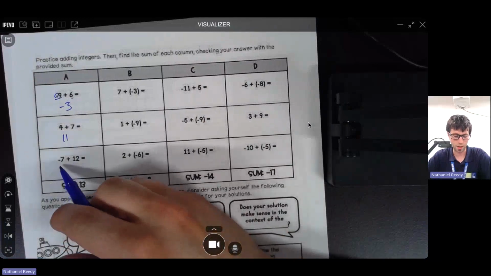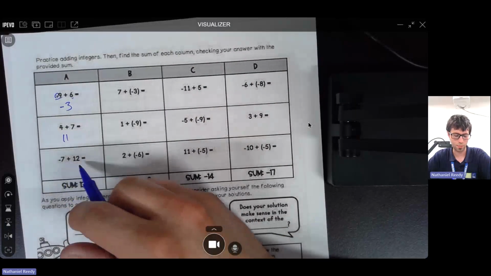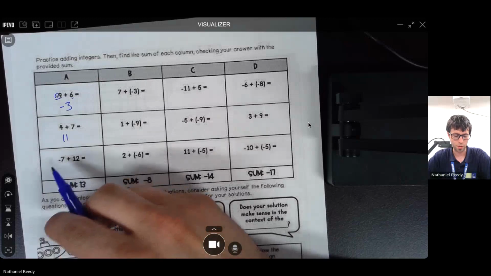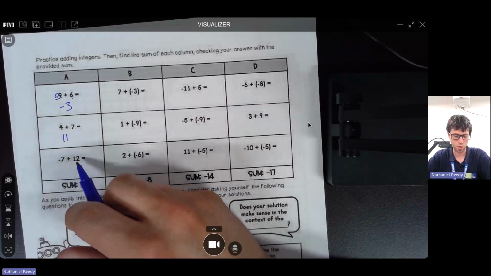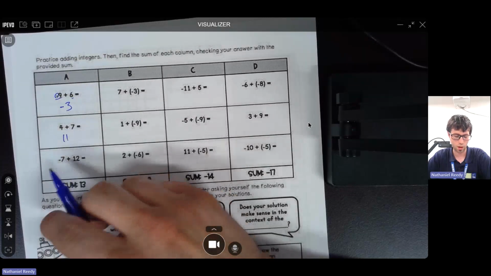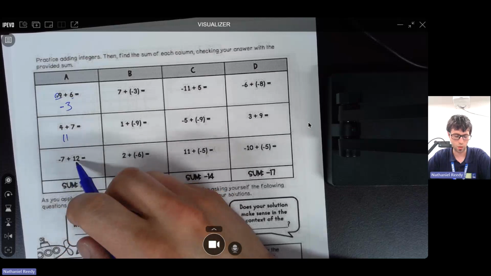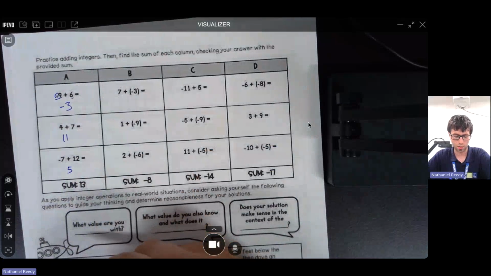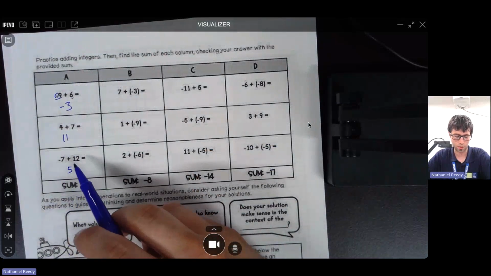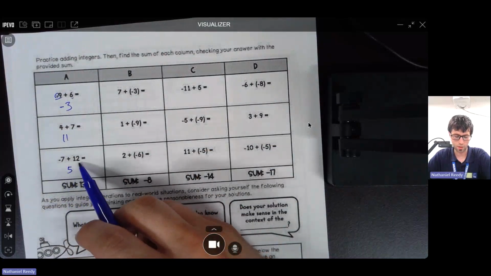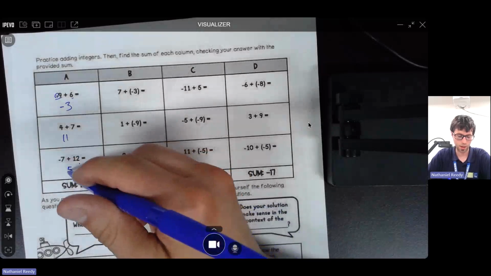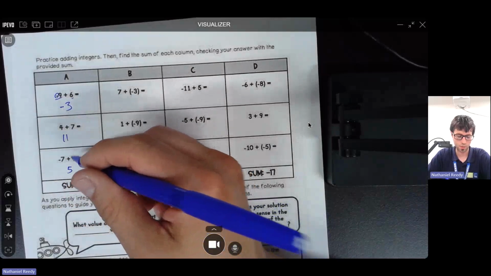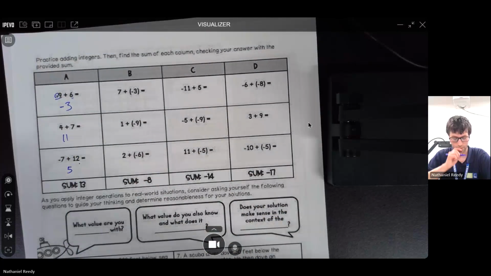This one, again, they're opposite signs. So let's look at this. -7 + 12. So I'm going to subtract, because they're opposite signs. So 12 - 7 is 5. But which one has the bigger absolute value? Well, 12 is bigger. So since 12 is bigger, my answer is going to be positive because 12 is positive. Hope that makes sense.